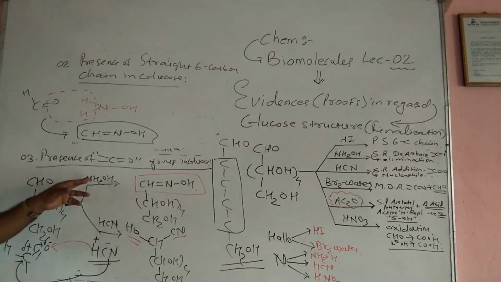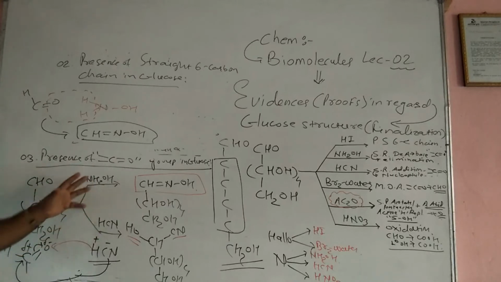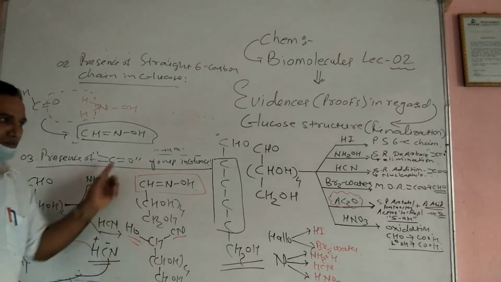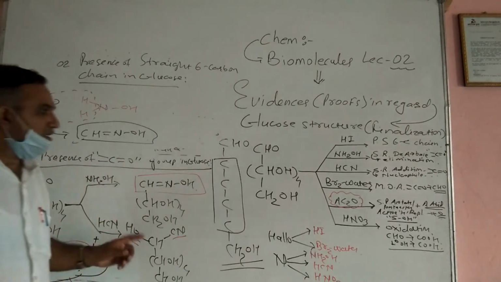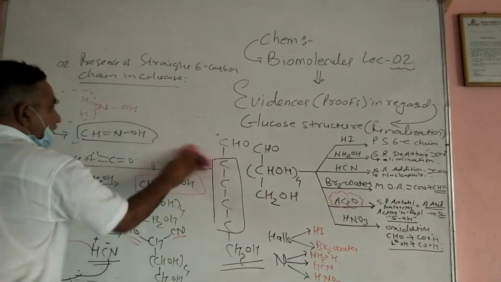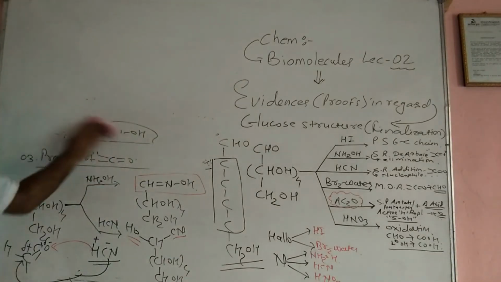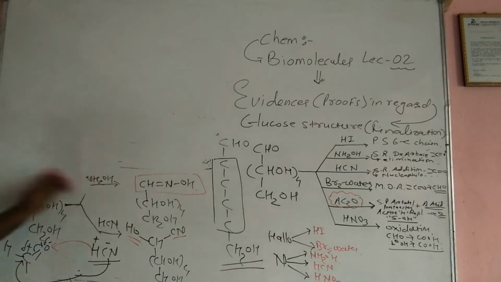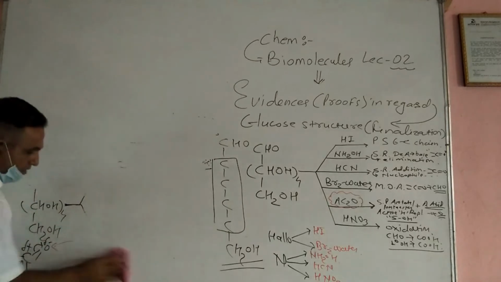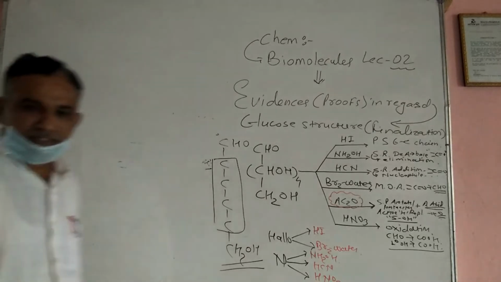So these perform the elimination reaction and this performs the addition reaction, and this is the clear-cut proof, or the evidence, that glucose has a carbonyl group. Next, the next evidence regarding the assigned glucose structure is this: we have to consider another chemical reagent for this confirmation.